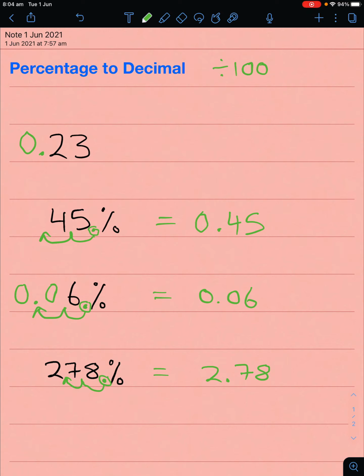And so that's how you change percentages to decimals. You need to move that decimal place 2 spots to the left, and that makes it a smaller number. And so it's really important that you're able to identify where the decimal point is at the start of this process before you go moving it.